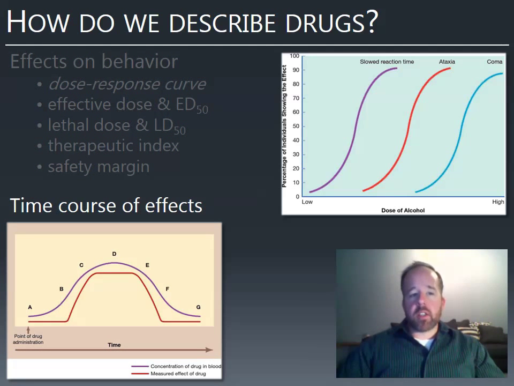So that's a look at how we quantify the effects on behavior. But of course, the effects aren't just on or off, they happen over time. So we have to care about the time course of these effects. And there are two important points here. This is a diagram from your book.